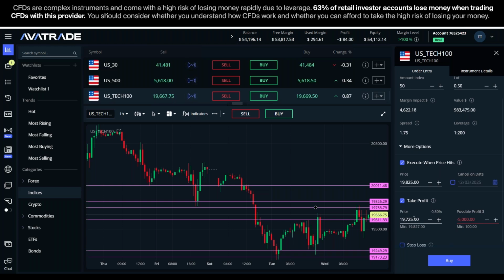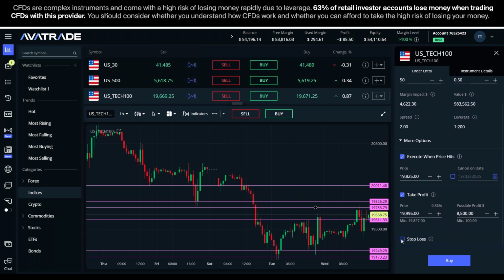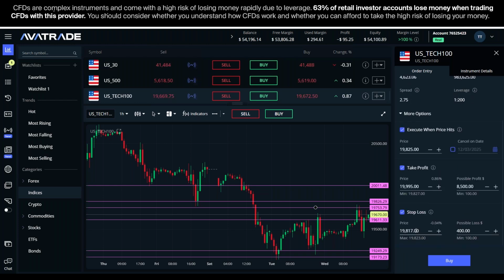Oops, I changed the take profit. That's not what I meant to do. 19,995. Let's get that take profit back in there. Here's the stop loss. And we wanted the stop loss below this resistance / support level. So 19,725 we said.